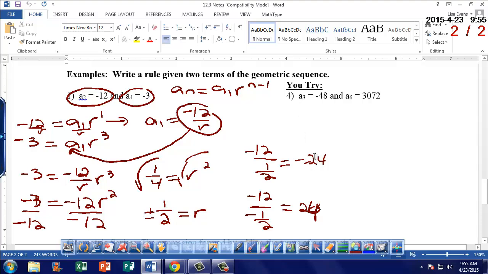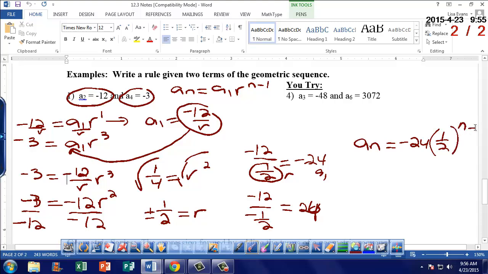So the last step: you just found r, and this is a sub 1 and this is a sub 1. So we're going to take our positive 1/2 for r and our negative 24 for a sub 1 and plug it back in. Now the good news is there's no rearranging in this equation. So we get negative 24 times 1/2 to the n minus 1. Or we're going to take negative 1/2 and positive 24. These are our 2 equations.